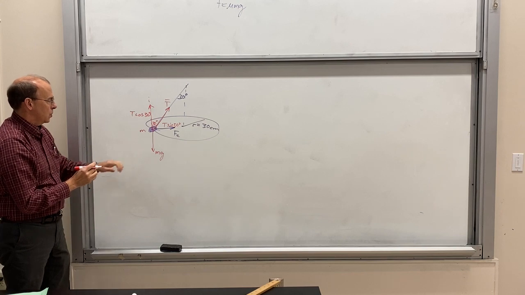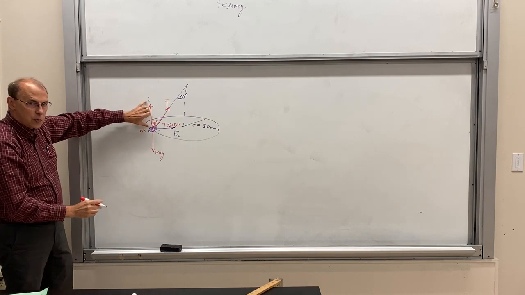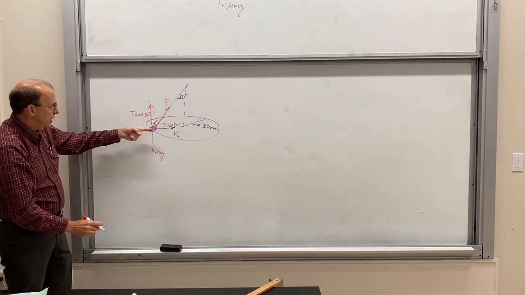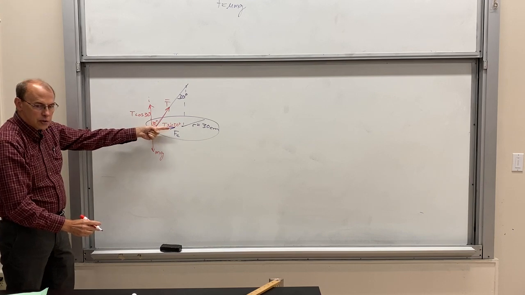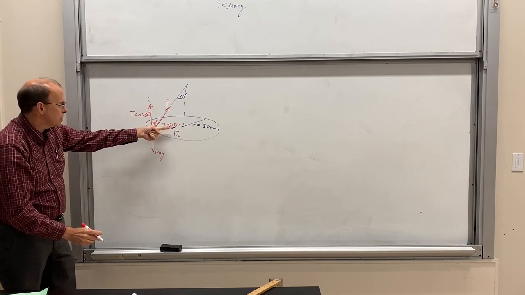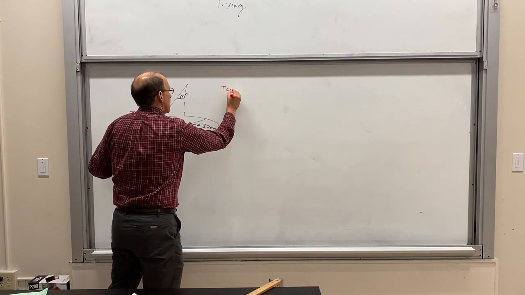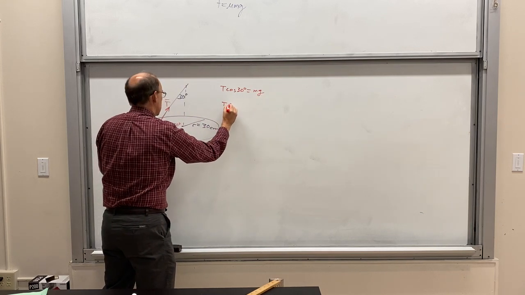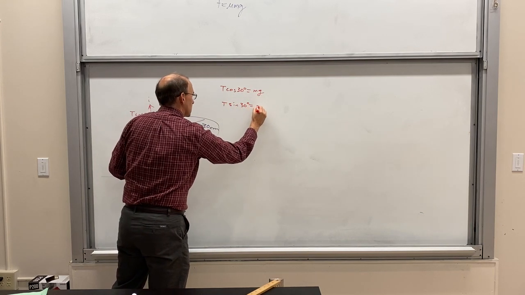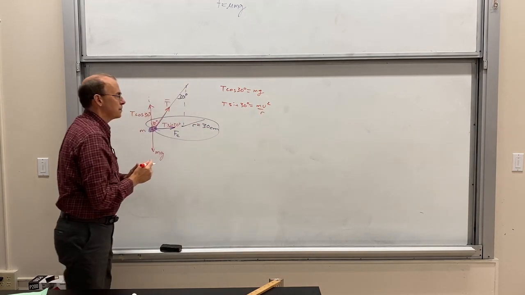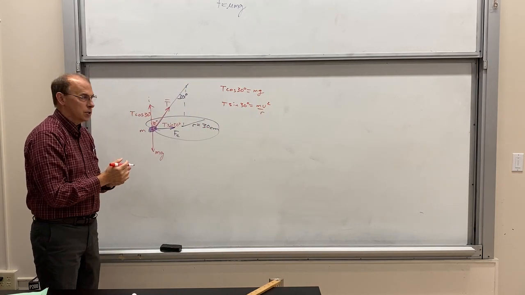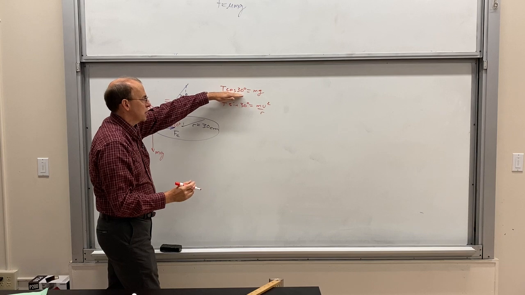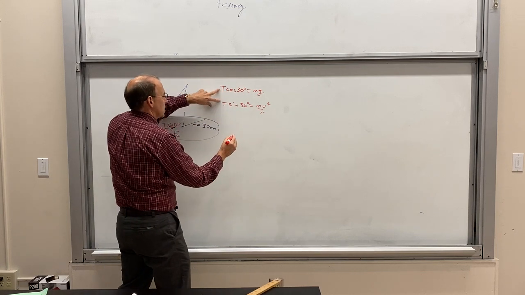And so now what I know is in the vertical direction, these forces have to balance. T cosine 30 up has to equal mg down. And in this direction, the T sine 30 has to give me my centripetal force. So I've got T cosine 30 equals mg, and T sine 30 equals mv squared over r. Now I've got two equations and two unknowns. So I'm going to divide this equation by this one. That's an algebraic trick that people use. So that will cancel the T's.